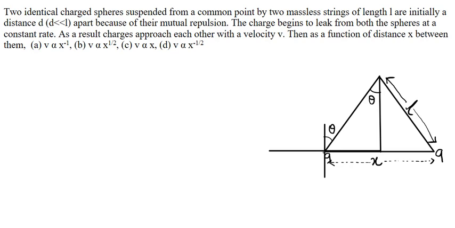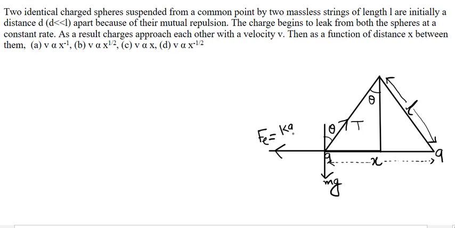Here the charge q at any instant is separated from the other charge by distance x. Now the forces acting on it: one is the tension T of the wire, another, in the downward direction, is mg, the gravitational force, and in this direction the Coulomb force, that is the force of repulsion. So F is equal to k q square divided by x square, where k is the Coulomb constant.